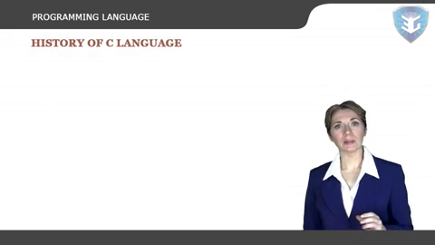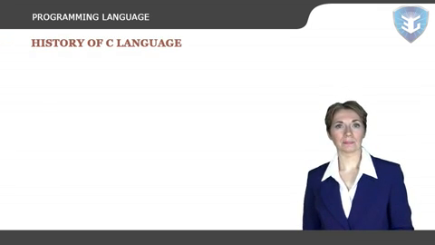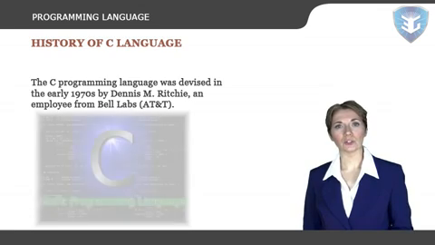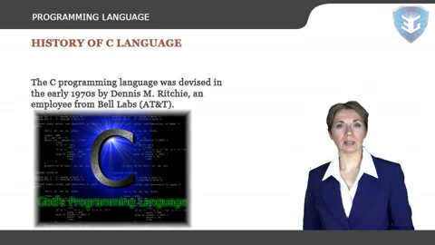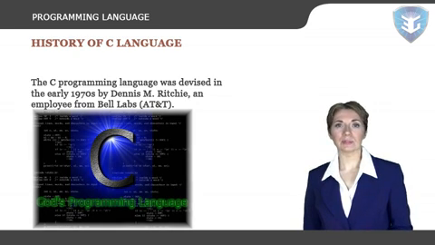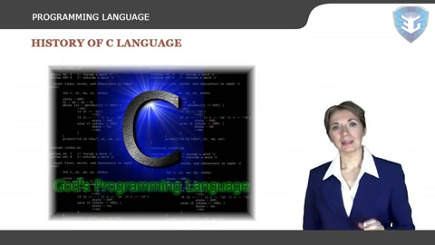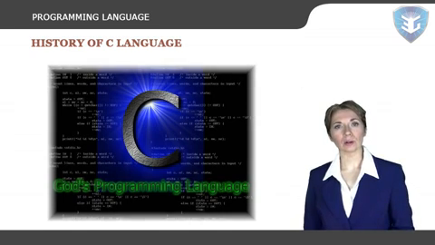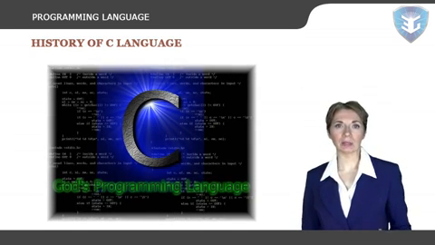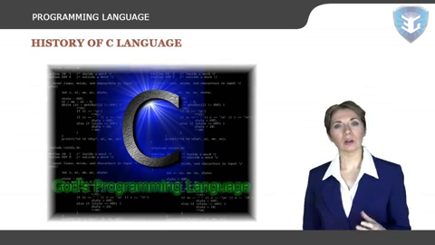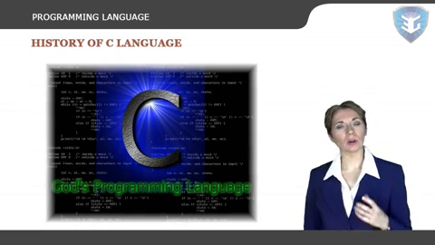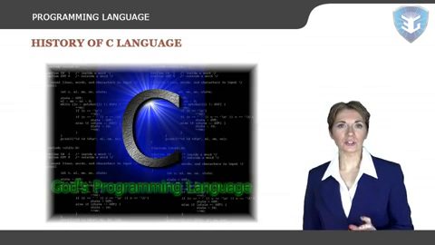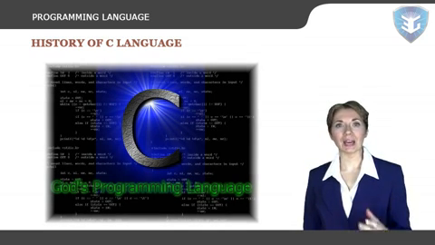Let's now talk about the history of C language. The C programming language was devised in the early 1970s by Dennis M. Ritchie, an employee from Bell Labs, AT&T. In the 1960s, Ritchie worked with several other employees of Bell Labs on a project called Multics. The goal of the project was to develop an operating system for a large computer that could be used by 1,000 users.